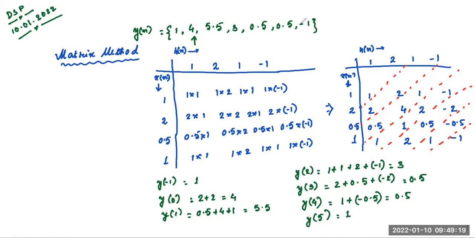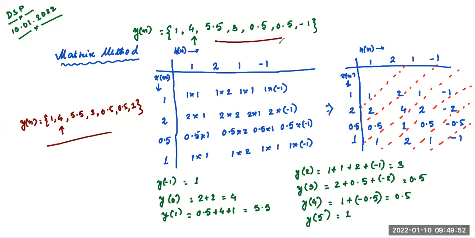So our answer, y of n equals to 1, 4, 5.5, 3, 0.5, 0.5, 1. Again, it is starting from -1, so this will be the 0th position. So look at this answer and that answer, they are same. So any procedure you do, graphical or matrix, the linear convolution result will be the same.